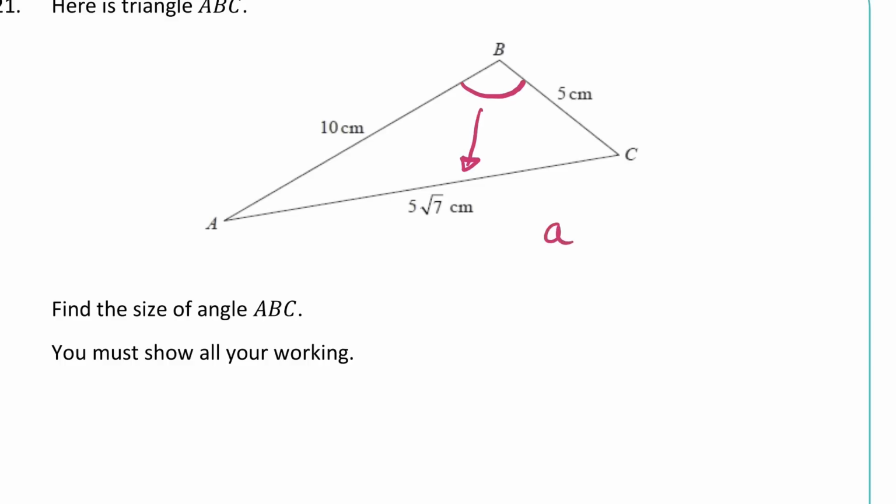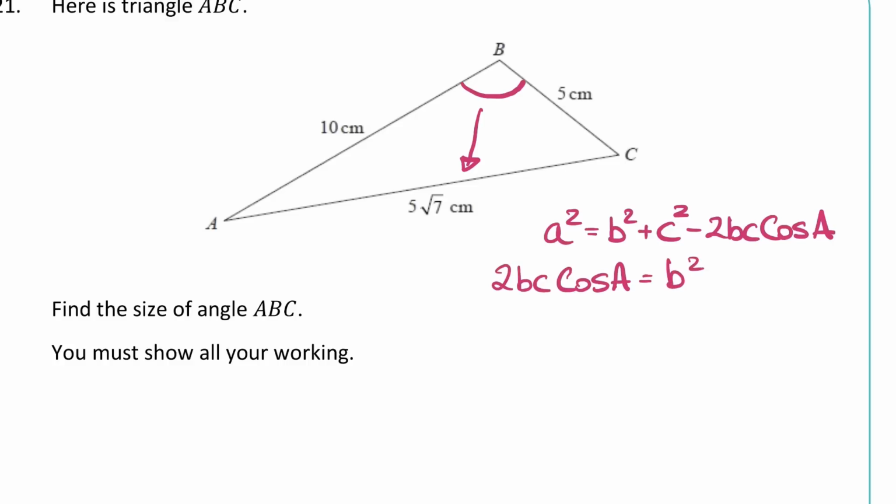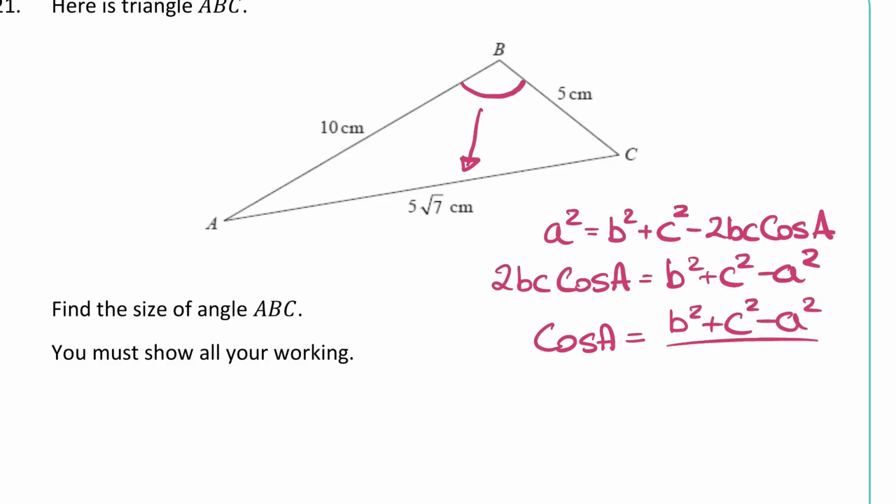So the cosine rule is a squared is equal to b squared plus c squared minus 2bc cos A. Now we want to rearrange that because we are looking for that angle, so we want cos A on its own. To get cos A on its own, we add 2bc cos A to the other side and take away a squared. So you end up with 2bc cos A is equal to b squared plus c squared minus a squared, and then you can divide by 2bc and you get cos A is equal to b squared plus c squared minus a squared all over 2bc.